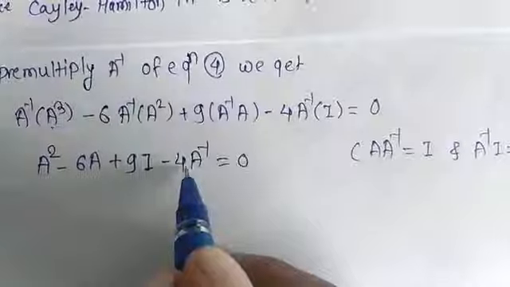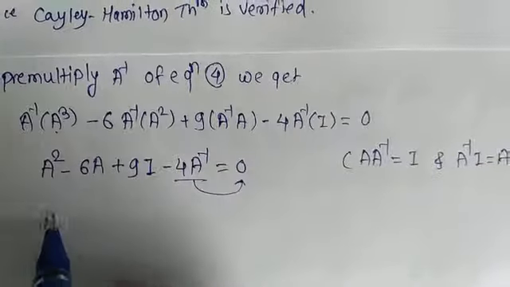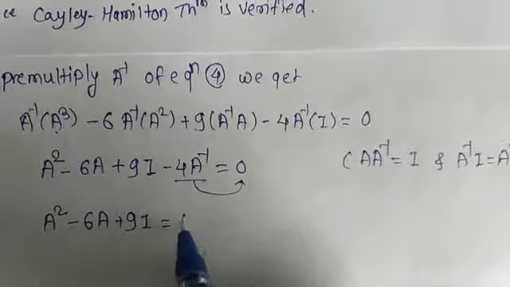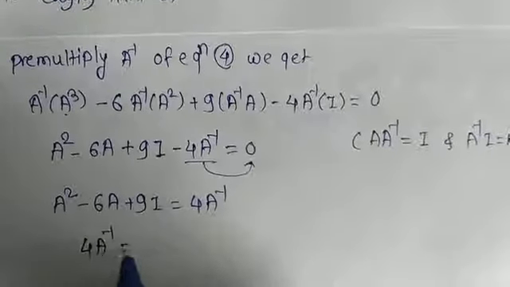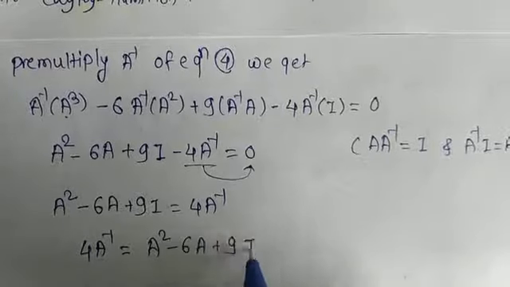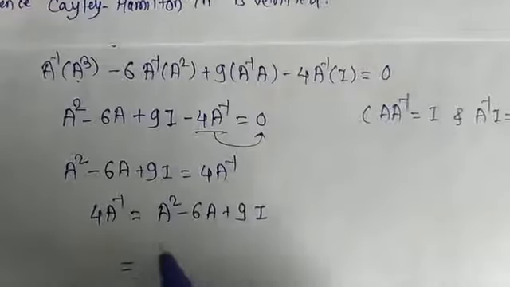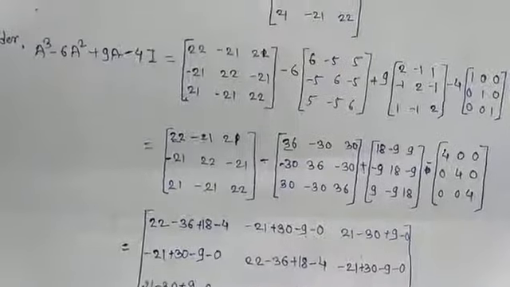Now we can find A inverse by using this. We shift this to the right side, so here remains A square minus 6A plus 9I is equal to 4A inverse, or we can write 4A inverse is equal to A square minus 6A plus 9I. Now put in A square. A square is a matrix we have found above.